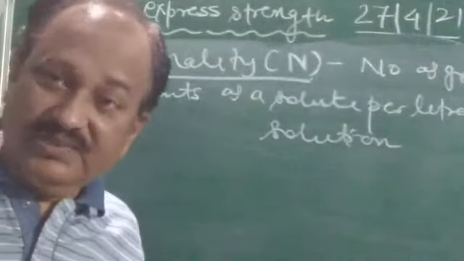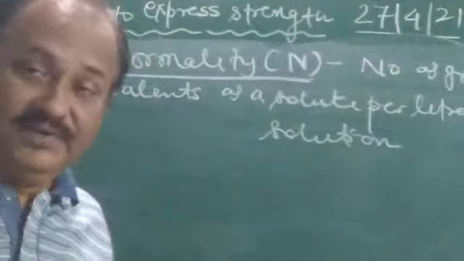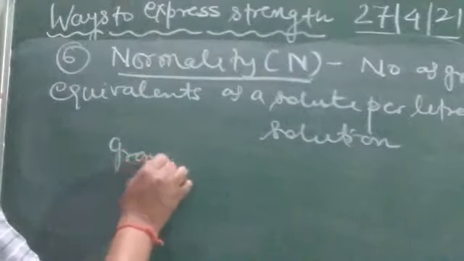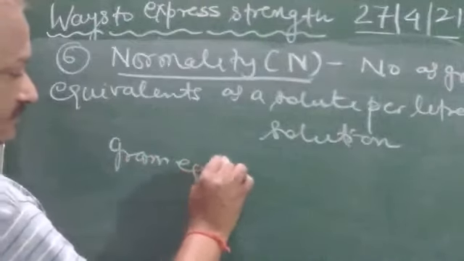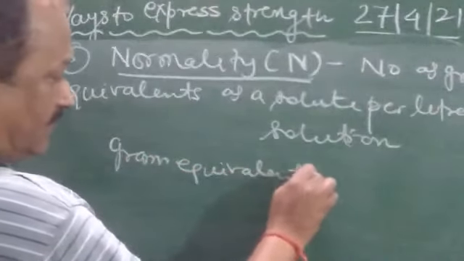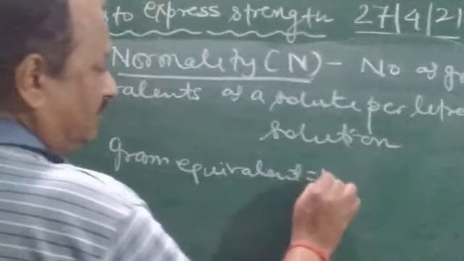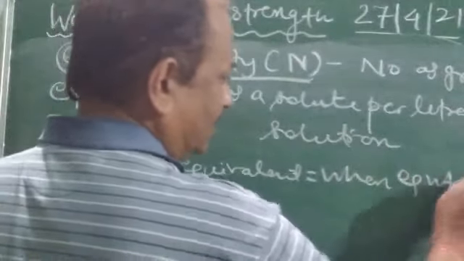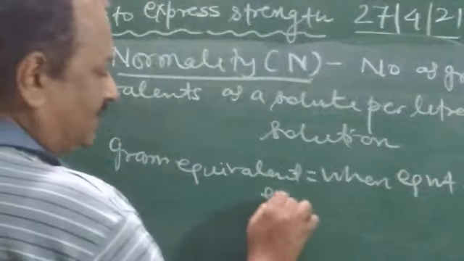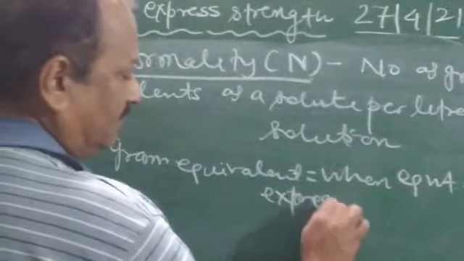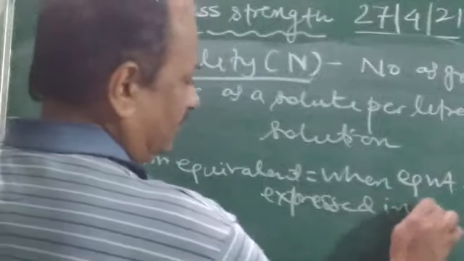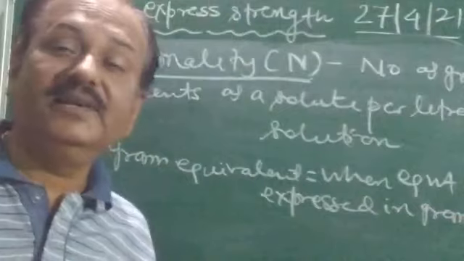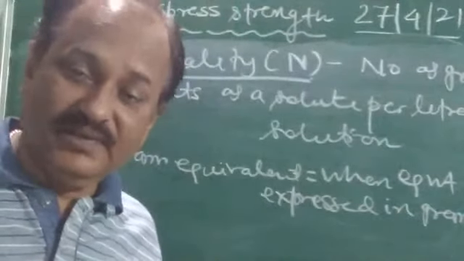So the question is, what is the meaning of gram equivalent? Gram equivalent is equal to the equivalent weight when it is expressed in gram. When equivalent weight is expressed in gram, let's see how.